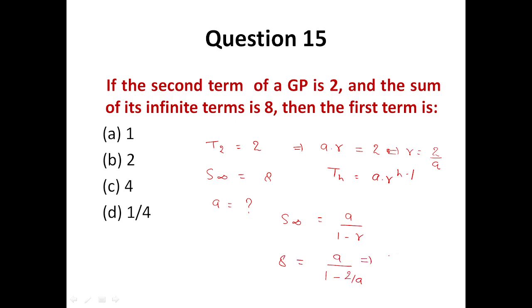So here after solving this you will get 8a minus 16 is equal to a square. a square minus 8a plus 16 is equal to 0. This is (a minus 4) whole square. So a will be 4. So correct option is C.